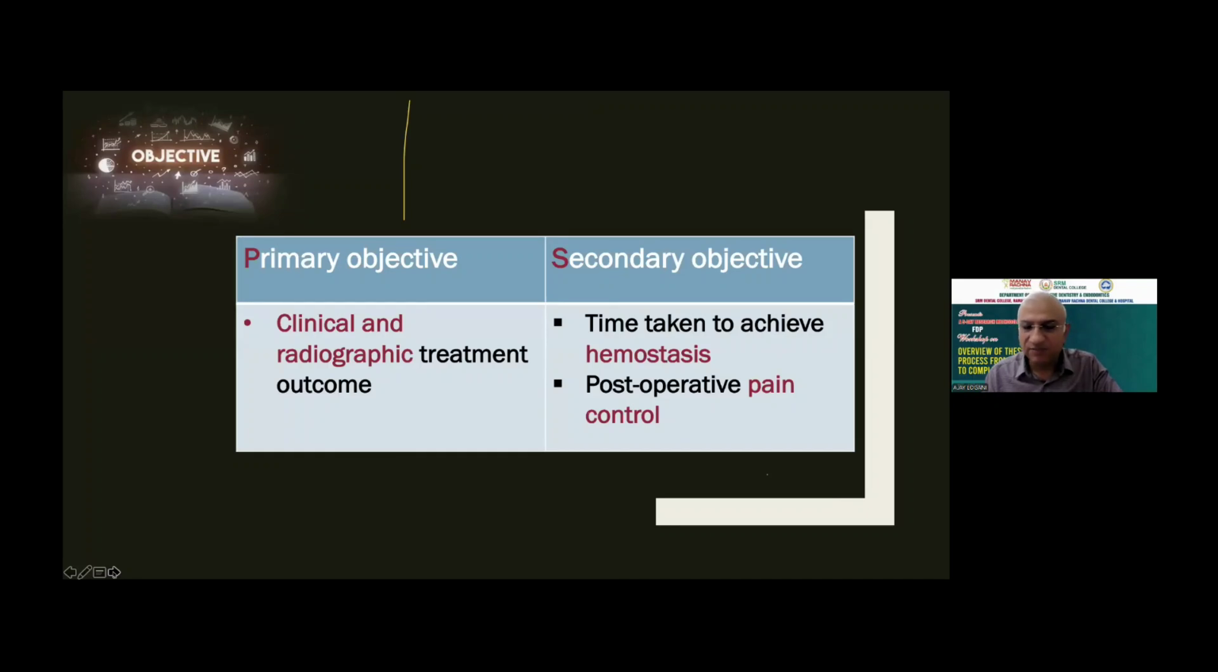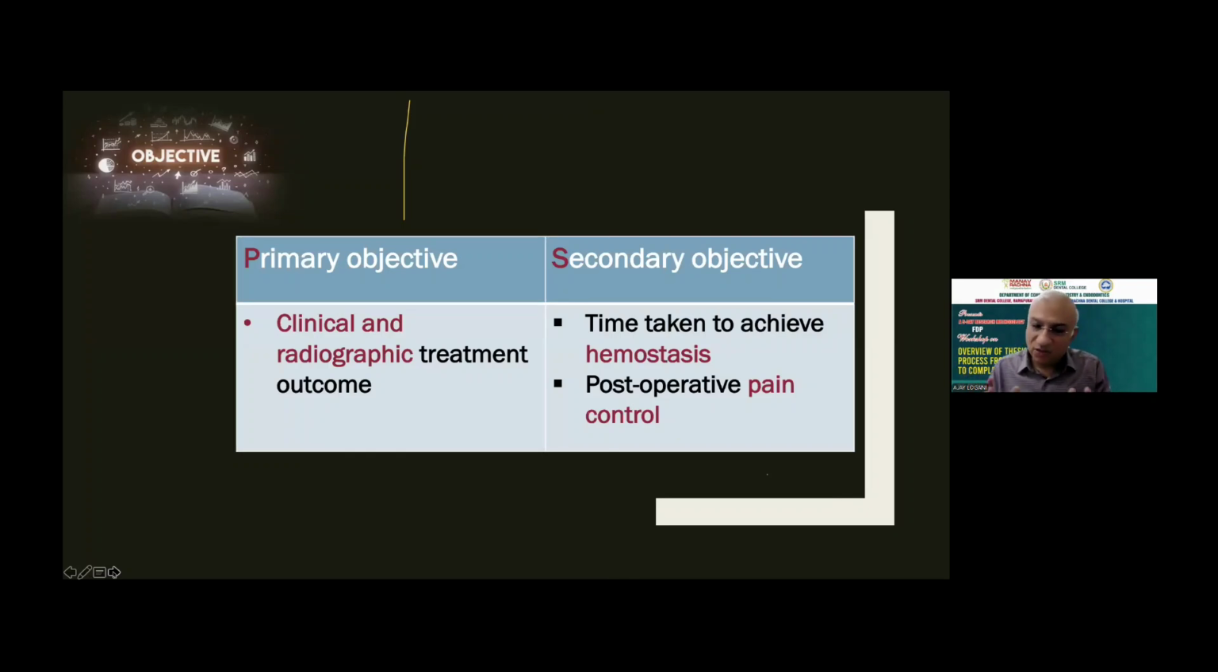Now, the primary objective in this particular study, which I'm exemplifying, is I'm only looking at the clinical and the radiographic outcome. So that's my primary objective, that if I use cryotherapy, how is it going to impact my clinical and radiographic outcome? But I can also try and study whether there is a difference on the time taken and the postoperative pain. You can make them into a secondary objective.